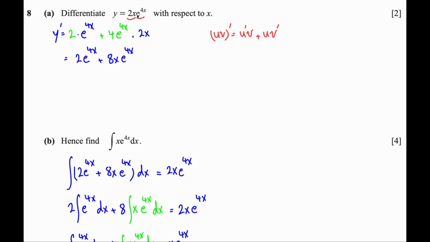Now the derivative of e to the power of 4x is a little bit tricky. You just have to copy paste the whole thing, but then don't forget to multiply by the derivative of the power, and the derivative of 4x is 4, therefore you put it in front, and then multiply by the first function, and then this is what you end up with.